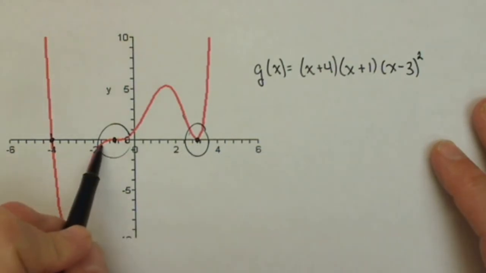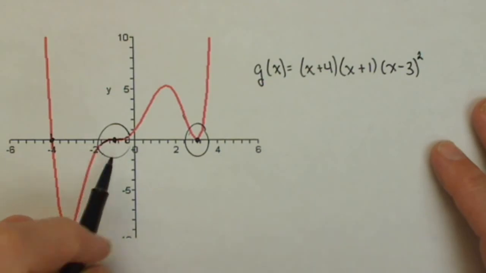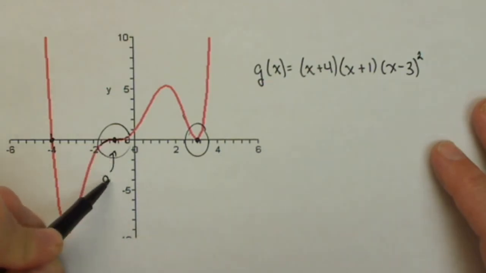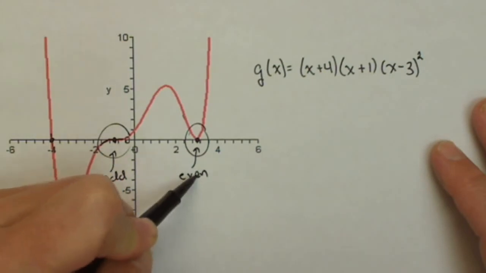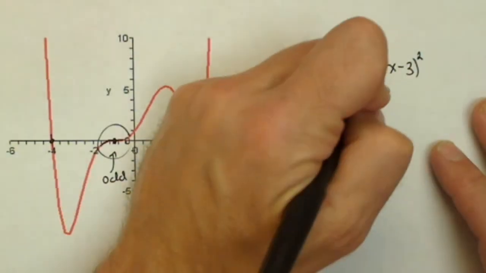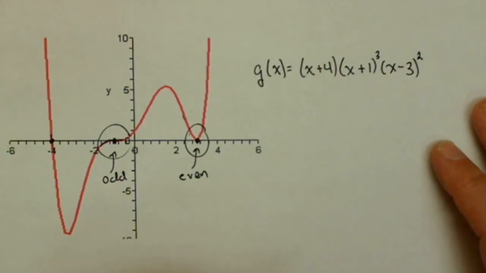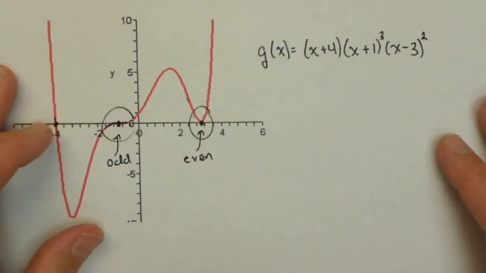Now, notice what's going on at this 0. It didn't go straight through. It leveled off and then went through. When it does that, that means it's repeated an odd number of times. So that's an odd. This is an even repeat if it bounces off. So that means this needs to be repeated an odd number of times. And again, we'll use a 3 rather than 5, 7, or 9. We'll assume the smallest, usually. We can always tell later if it's not.